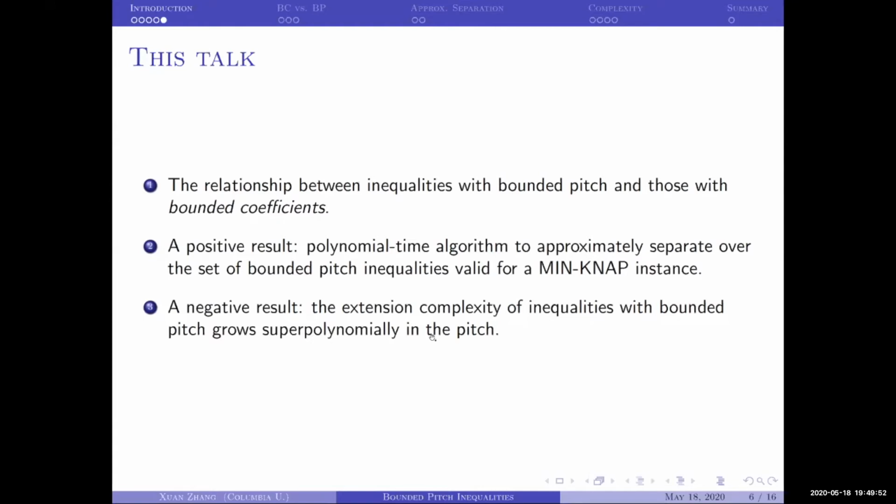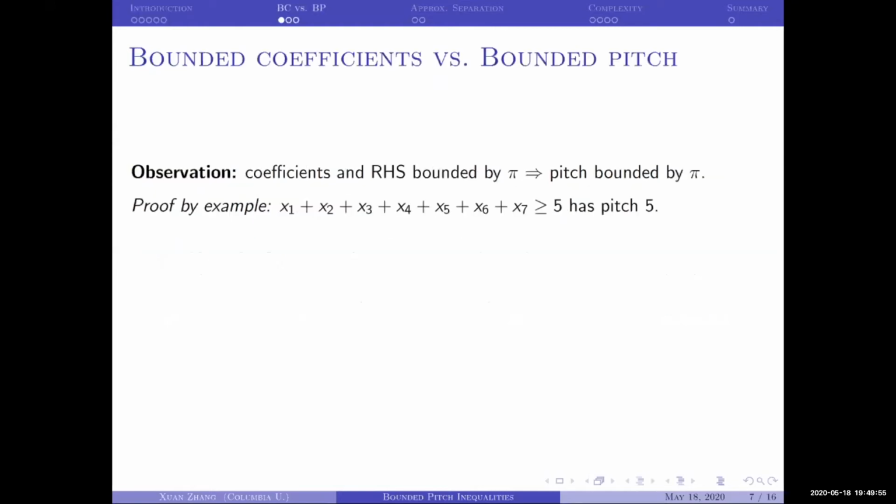So let me start with the first one. Just by the definition of pitch, it should be pretty easy to observe that when you have an inequality with coefficients and right-hand side bounded by pi, then the pitch is also bounded by pi. And this can be easily demonstrated by the following kind of trivial example. Here, all the coefficients are 1, which is the smallest possible integer there is. And then if you take 5 of the ones here, you'll be exactly having 5, which is the right-hand side. And this inequality has exactly pitch 5. And then you won't be able to have a pitch that is more than 5 in this case.